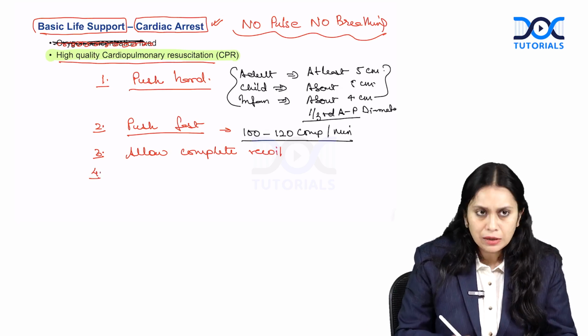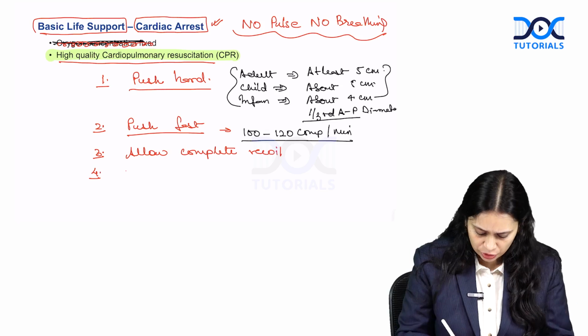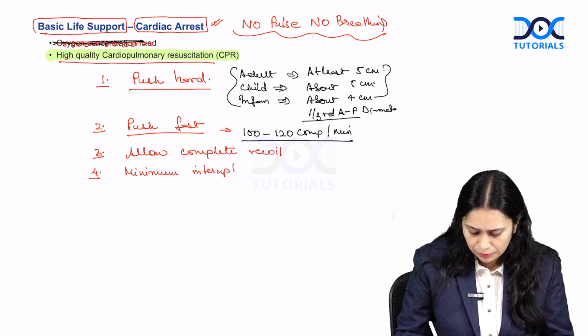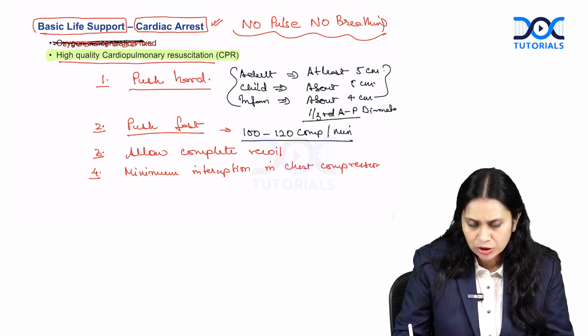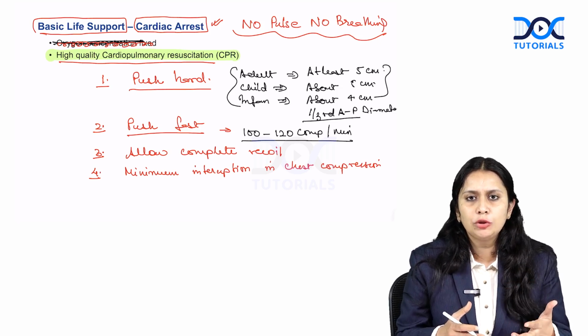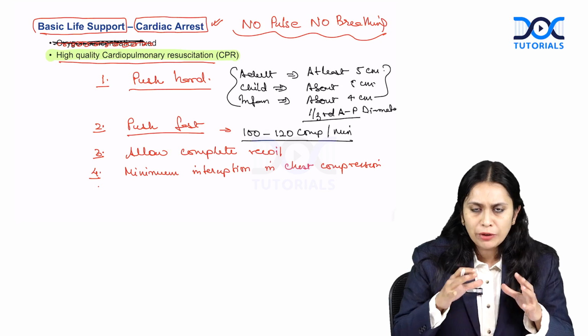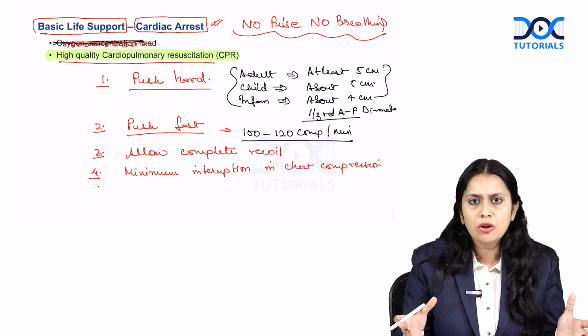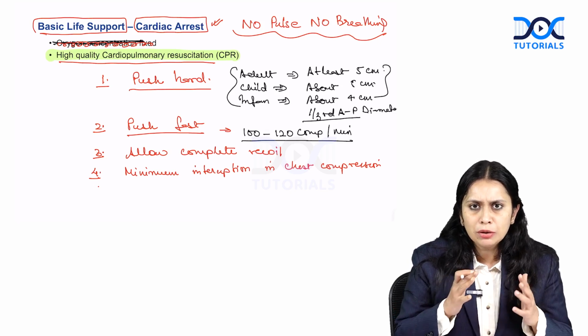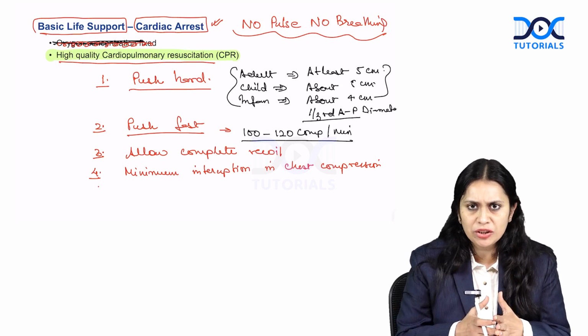Fourth would be minimum interruption in chest compression. Why should we have minimum interruption in chest compression? Because any interruption will make the cardiac output of the patient zero. So when you are interrupting, the perfusion is not being maintained. So whatever activity you are doing, you should have minimum interruption in chest compression.